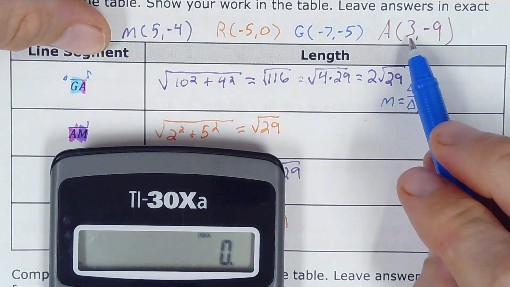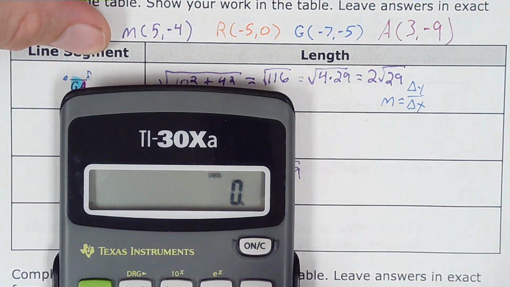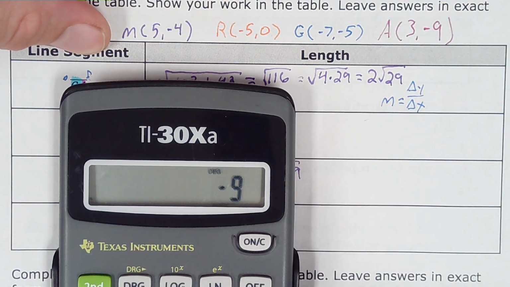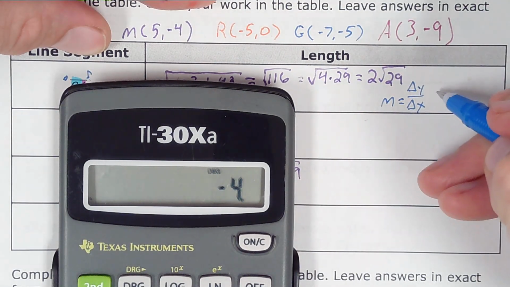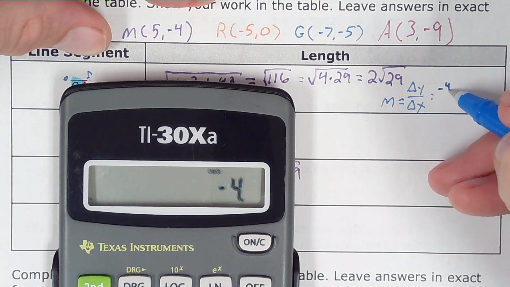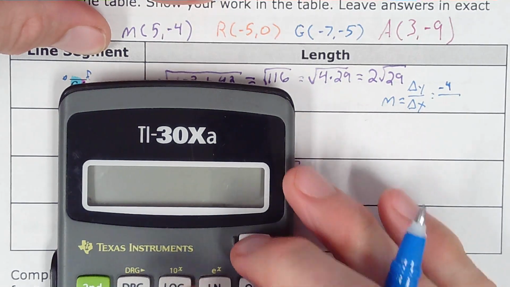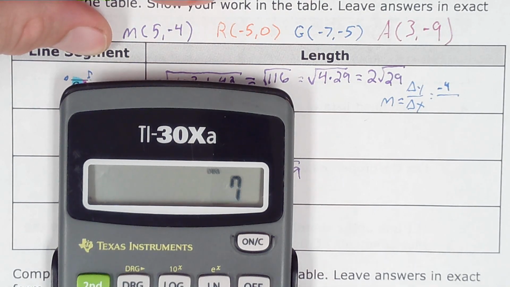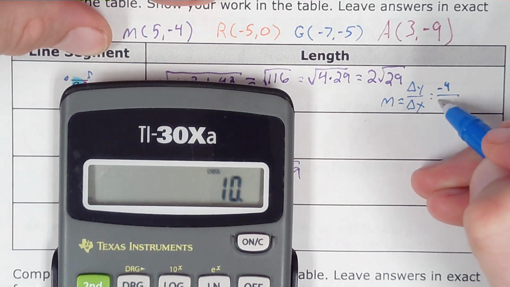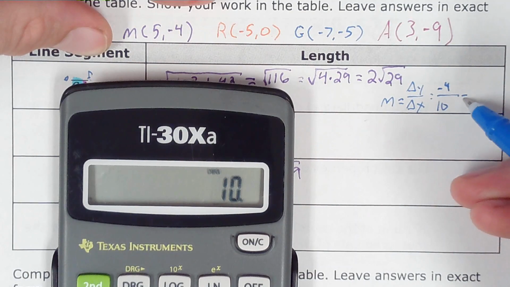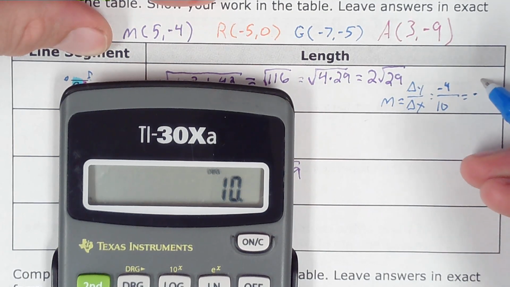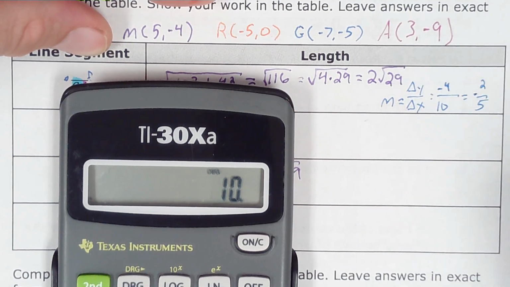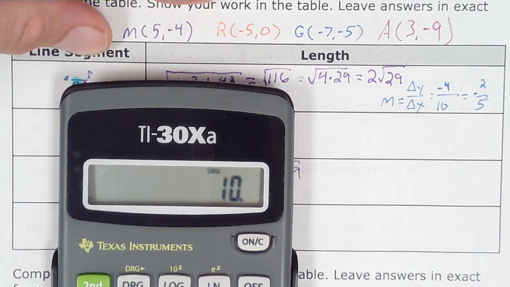So it's going to be negative 9 is my final, minus my initial, negative 5, so my change in y is negative 4. My change in x is 3, minus negative 7, equals 10. So this is a slope of negative 2/5. Okay, that's my slope. It's negative 2/5.